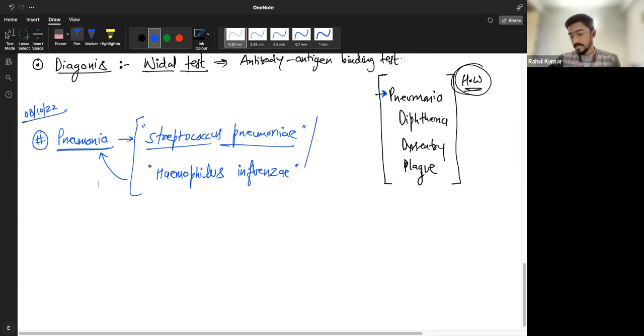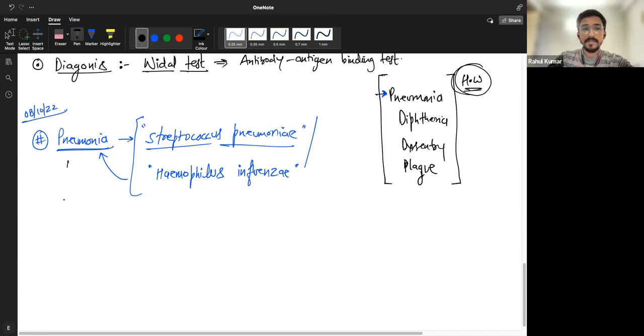The word Haemophilus is for blood loving, and I was saying that they love to grow in blood. When we study these bacteria, there is a blood agar medium which we use to culture them, and they do very well in that. All bacteria will not grow in blood agar media, but these will because they like blood. Okay, now let's come to the disease.